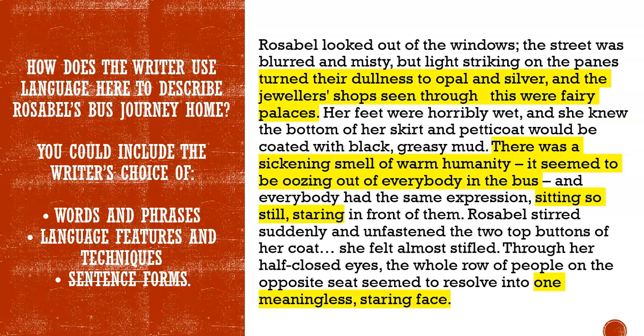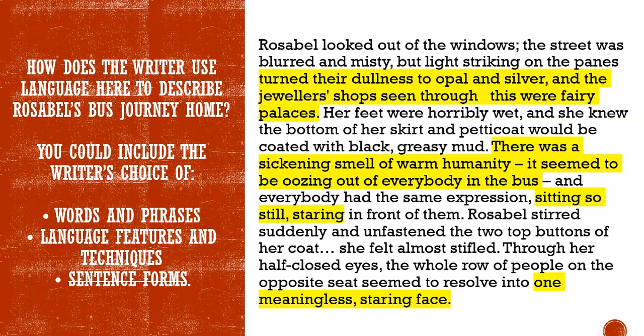Now, the quotations I've highlighted are "turning the dullness to opal and silver", and "the jeweller's shops seen through this were fairy palaces". What is going on here? Rosabelle sees the beauty of the jeweller's shops through the light striking the misty, rain-soaked panes, creating that kind of corona of light, creating that unusual effect, making them look incredibly beautiful. Now this is a metaphor, of course. Now if you leave it there, you will get some decent marks.